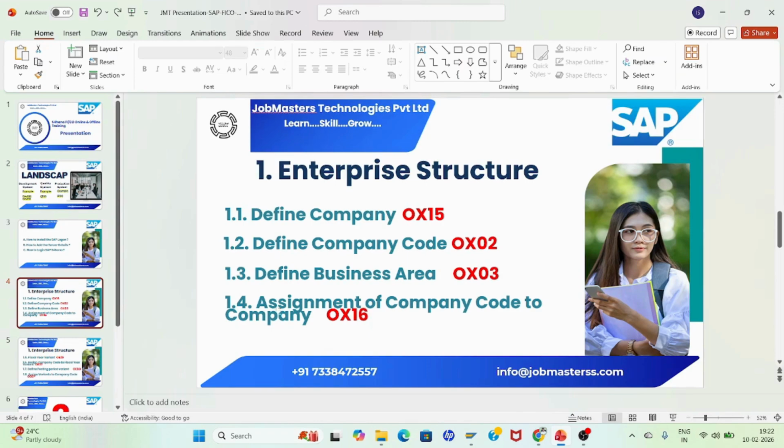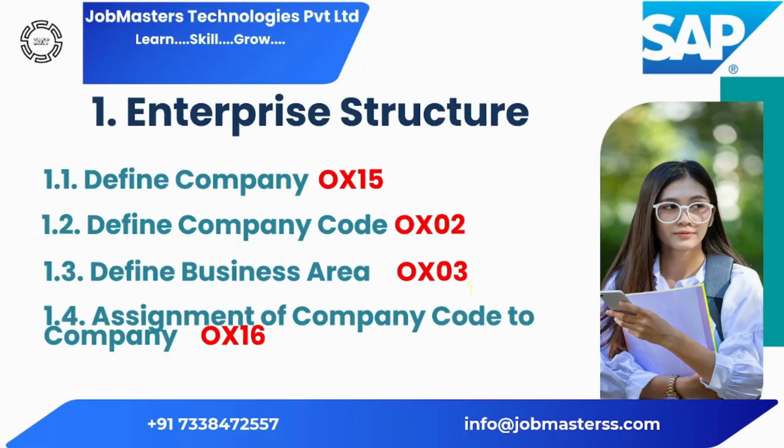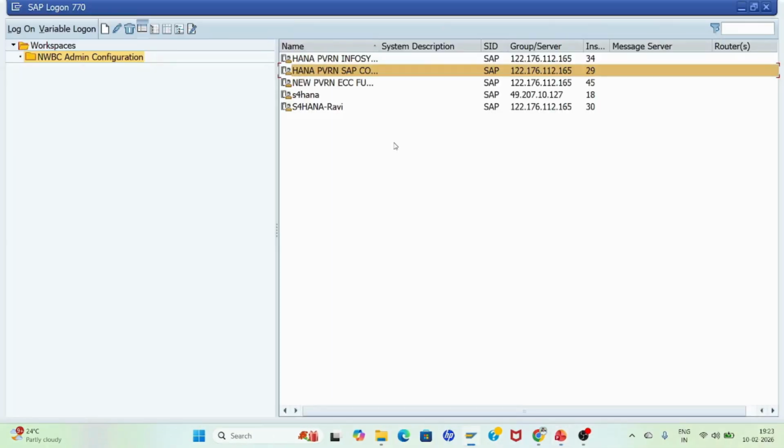Assignment of company code to company. Can you please note it down? Next step, assignment of company code to company. This is just an assignment. We are assigning company code to company. We already created the company and company code. Now we are going to assign company code to company. So please note it down. Transaction code OX16. So let's go to the SAP system.